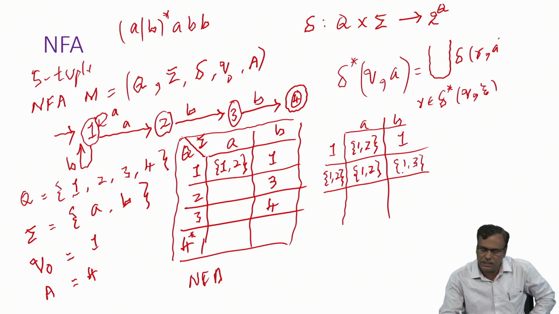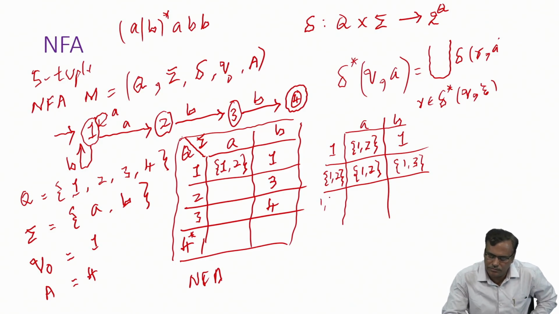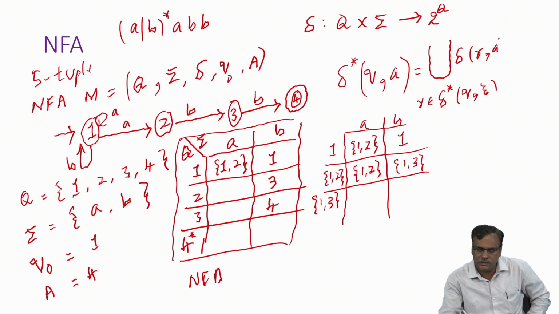And this is a new state that you have got, and you need to repeat this process as long as you are getting new sets of states. Once you find that you are getting the same set of states, then you can stop. So already I have defined this for 1, 2. Now I am going to take this 1, 3. So what is this 1, 3? 1 on A, that is from the transition table of this NFA, how to take.